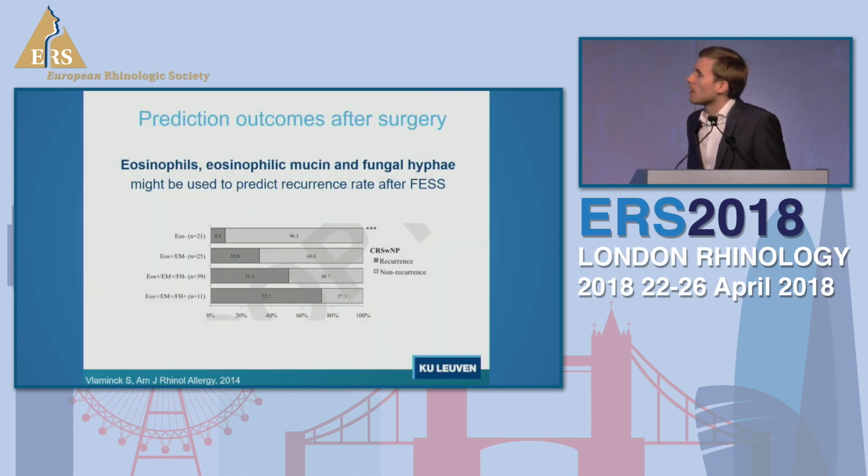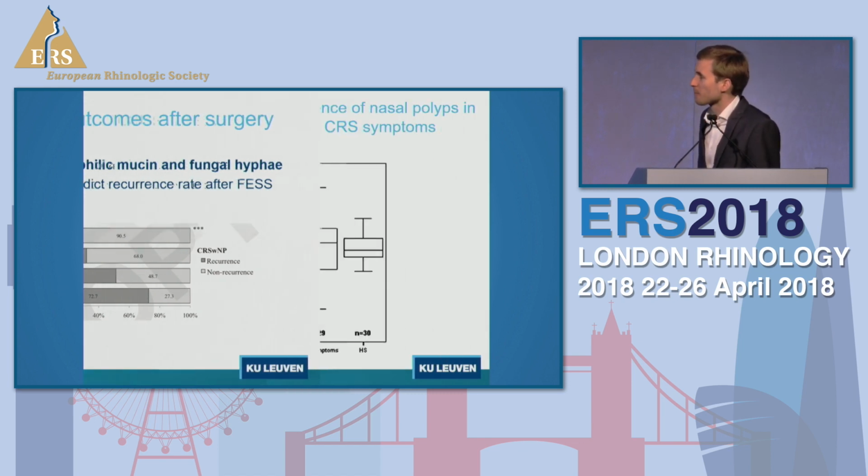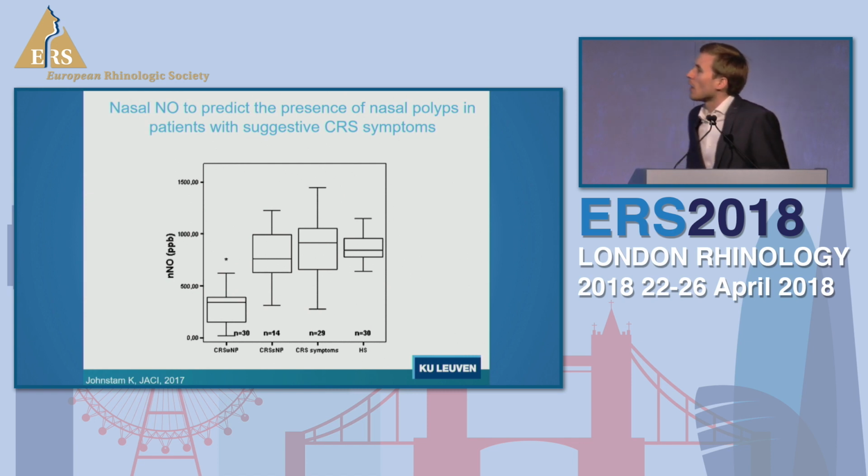Another study from a Belgian colleague in which they looked into nasal secretions, to the eosinophils, eosinophilic mucin, and fungal hyphae, in which they could show that if you have all of these, the likelihood of recurrence of disease in nasal polyp patients is higher compared to the others. So I will go quickly over these.